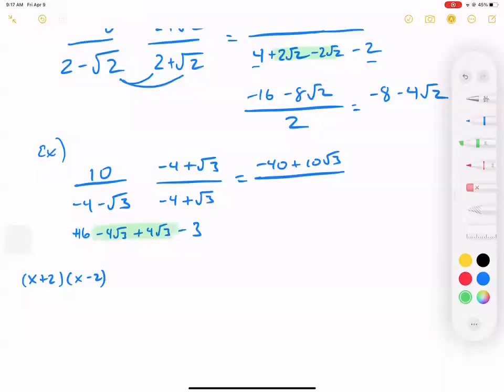So guess what? If we know we're doing the conjugate, we can save ourselves another 5 seconds by skipping it. So this would just be 16 minus 3. And if you want to do 16 minus 3 in your head, you can say 13, sure. So negative 40 plus 10 square root of 3 over 13. And that's it. If I can reduce, great. If I can't reduce, that's just what it is.